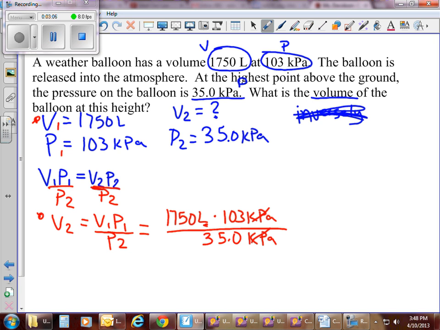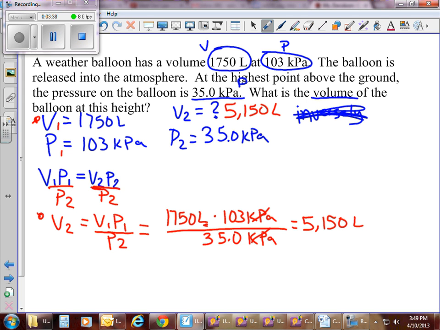All right, and so when I plug this into my calculator, okay, I get 5,150 liters, okay? And that should make sense. My pressure is decreasing, so my volume should be increasing, which it does. So I am good to go. So I know I've done it right, okay?